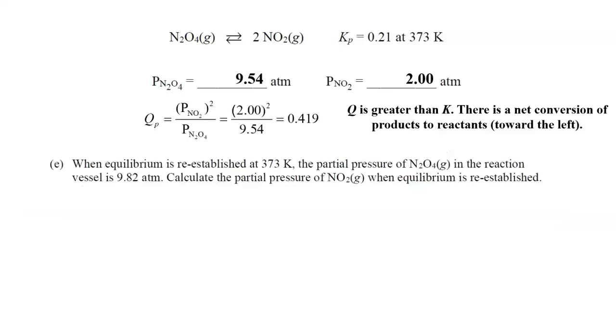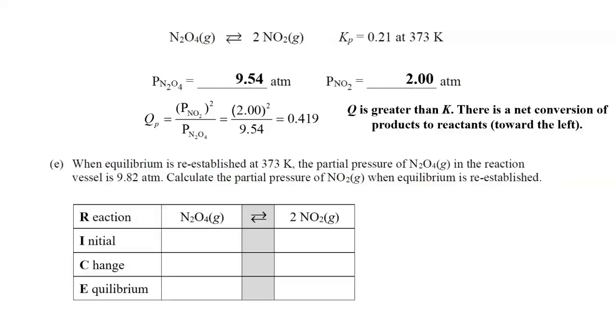So part E, when equilibrium is reestablished at 373 kelvins, the partial pressure of N2O4 in the reaction vessel is 9.82 atmospheres. Calculate the partial pressure of NO2 when equilibrium is reestablished. So we know that before the stress, equilibrium had been established. Then the stress was to decrease the reaction vessel from 2 liters to 1 liter. That caused the partial pressure of each gas to increase.